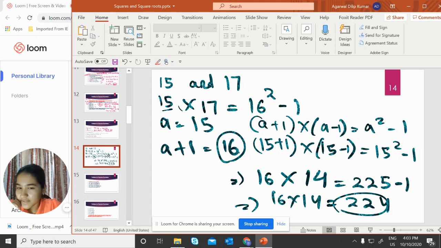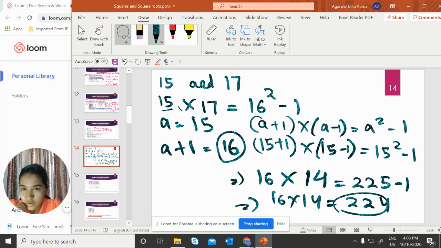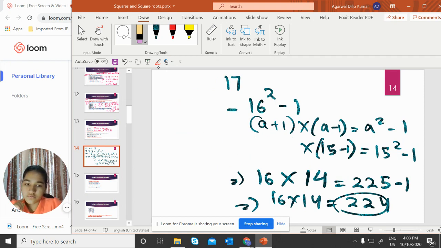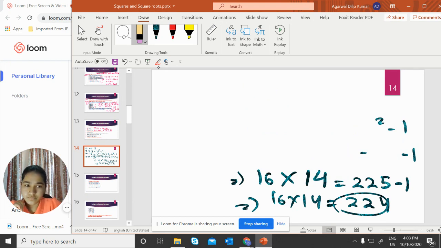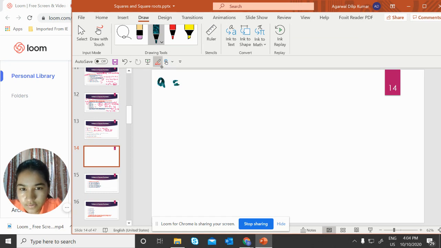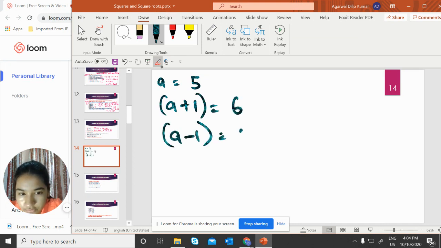Okay. Shall I explain it with one more example? Okay. I'll go with one more example. Let's assume a to be which number? Any number it can be, right? So we'll take a to be a small number, let's say 5. Let's take a is equal to 5. a plus 1 will be equal to 6. a minus 1 will be equal to 4.